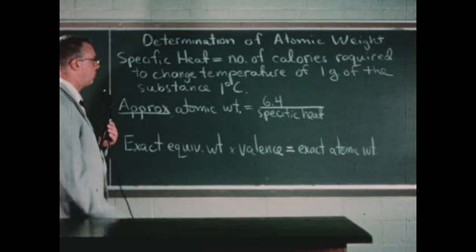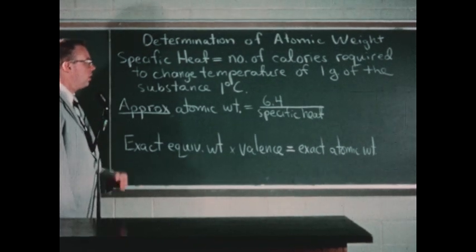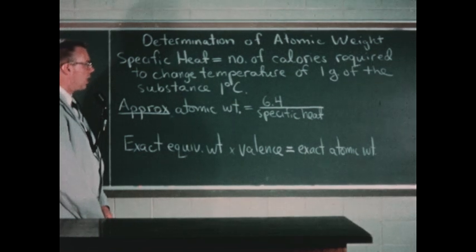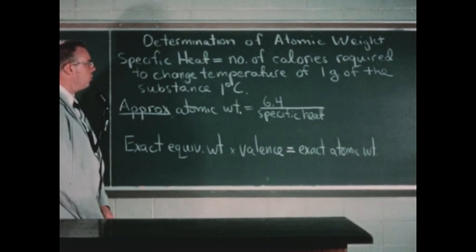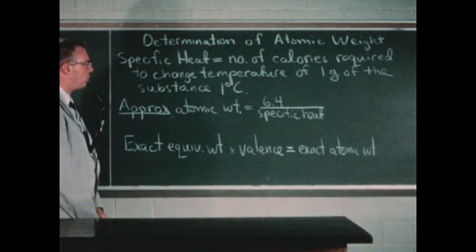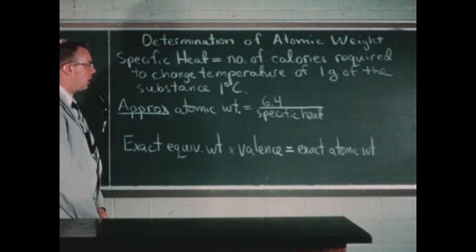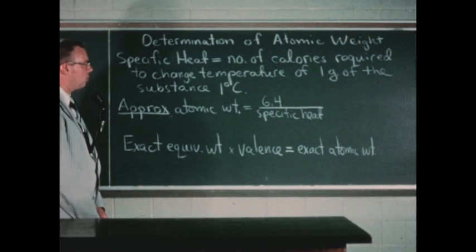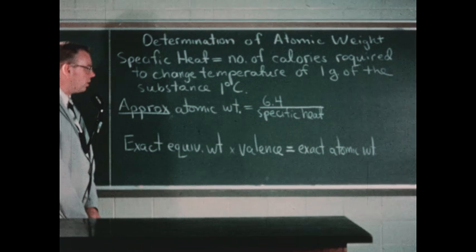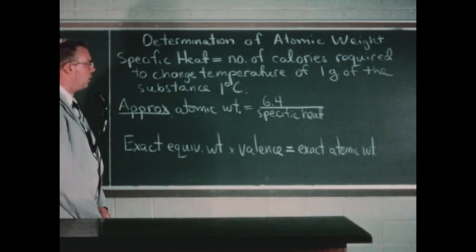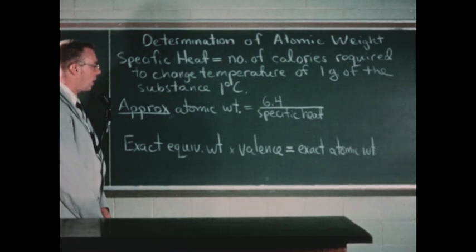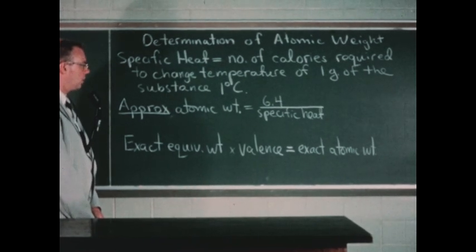When you first began the study of chemistry, you learned that chemists have assigned to each element a characteristic atomic weight. Now, the determination of these atomic weights is one of the basic processes in chemistry, because the atomic weights of the elements are used in a great variety of calculations in chemistry. Today, we're going to demonstrate how the atomic weight of an element can be determined using the law of Dulong and Petit and some other relationships in chemistry.